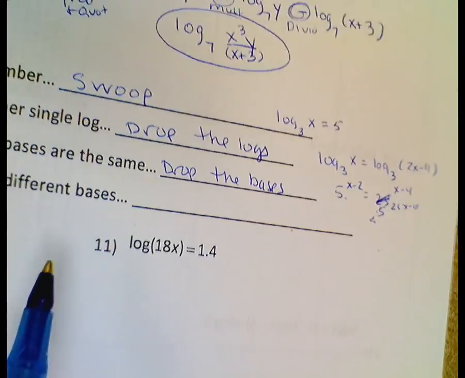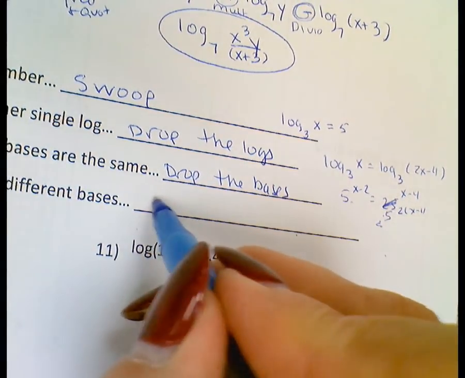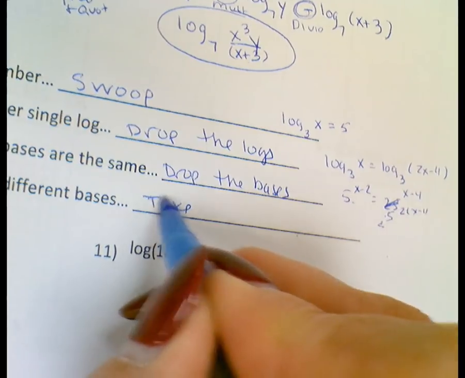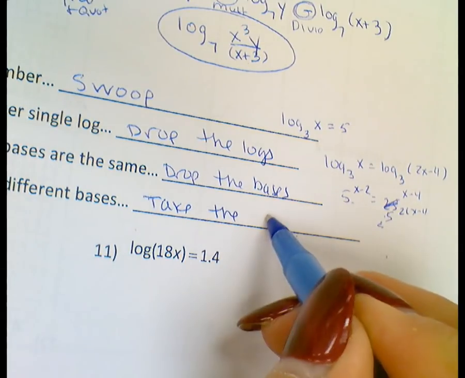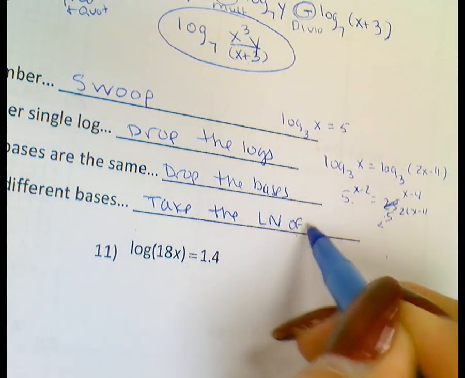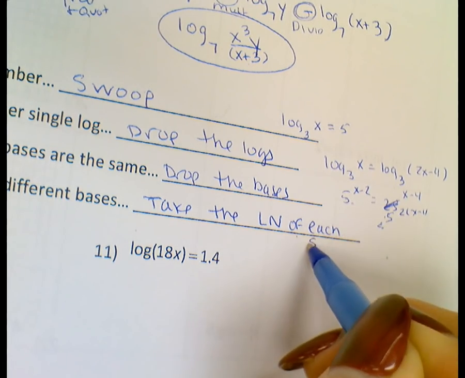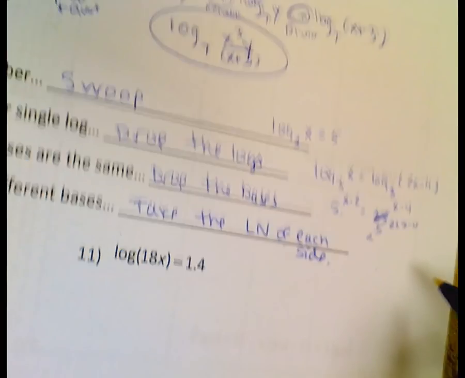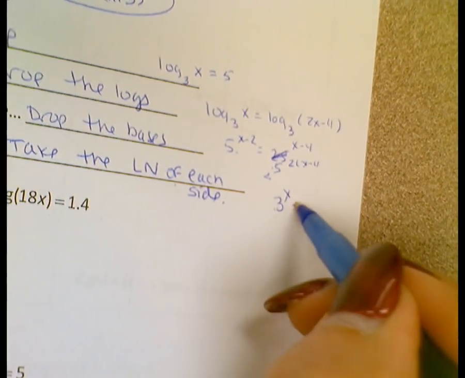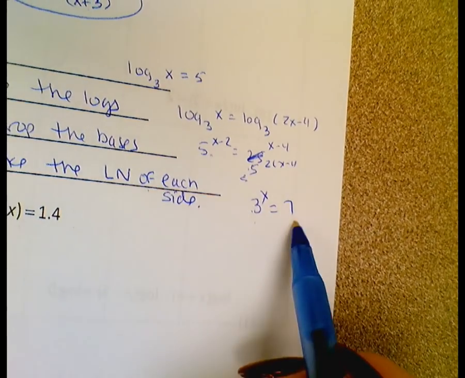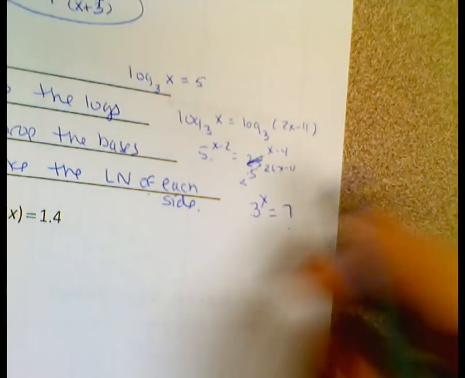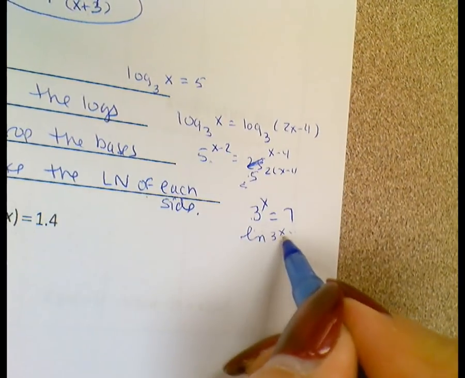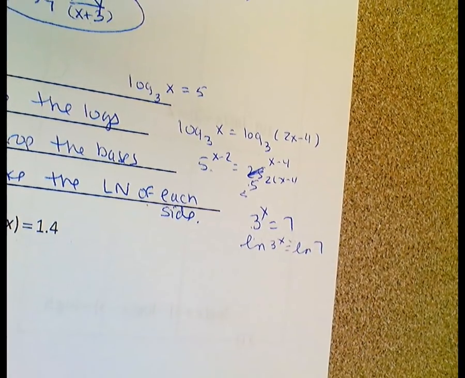And when x is in the exponent with different bases, you're going to take the log. Take the ln of each side. That's when you have something like this: 3 to the x equals 7. You can't get these to be the same base, so you would take the natural log of each side. That's what happens when you do that.